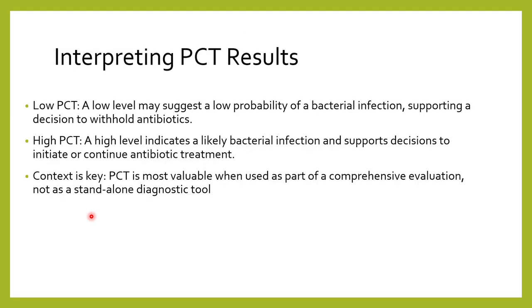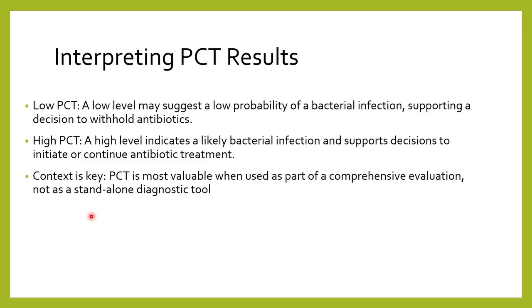So if there is a low procalcitonin level, it suggests a low probability that the patient has a bacterial infection, and it might tell you that you can probably withhold the antibiotics. Suppose the patient has a very high level of procalcitonin, yes, it indicates that the chances of that patient having a bacterial infection are high, and maybe you can take a decision to initiate antibiotic treatment. But what is more important is the context.